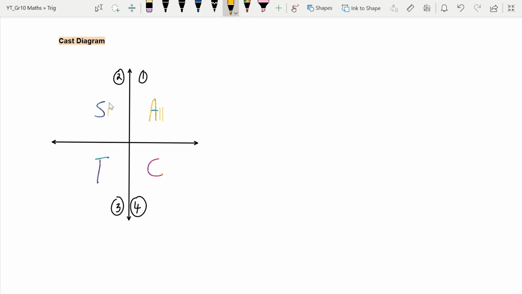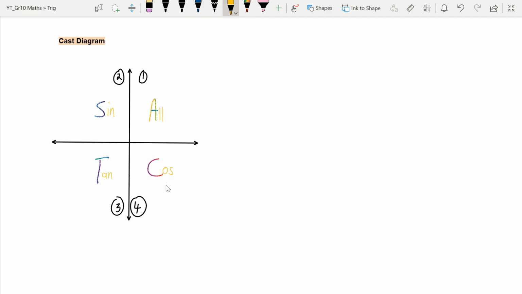In the second quadrant, only the sine ratio will be positive. Tan and cos will be negative. In the third quadrant, only tan will be positive. And we saw that when we looked at our unit circle and we moved those points around. Only tan will be positive, sine and cos will be negative. In the fourth quadrant, cos is the only ratio that will be positive, and sine and tan will be negative. So it's important to remember this to help you determine which quadrant we are working in.